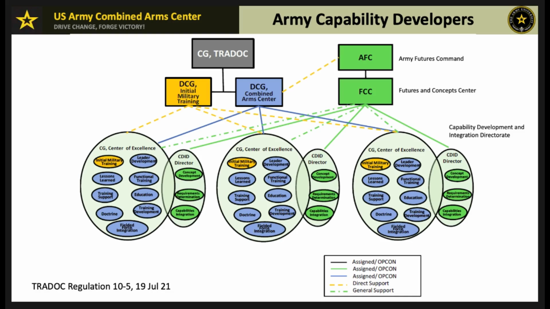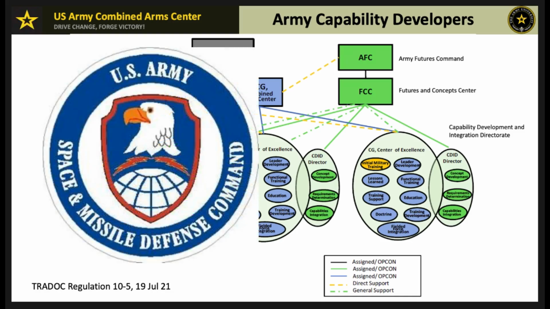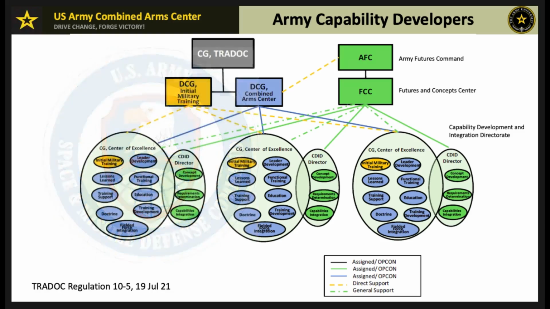Specified proponents are designated when functional overlaps exist between COEs and branch proponents. These proponents identify and integrate requirements across the Army, particularly where missions span multiple domains. Although they lack dedicated CDID capabilities, specified proponents rely on supporting relationships with COEs and AFC to fulfill their modernization roles. U.S. Army Space and Missile Defense Command, for example, is the Army specified proponent for space, high altitude, and ground-based mid-course defense.